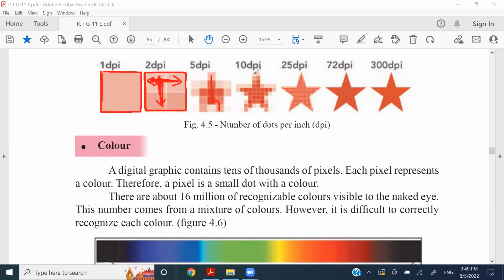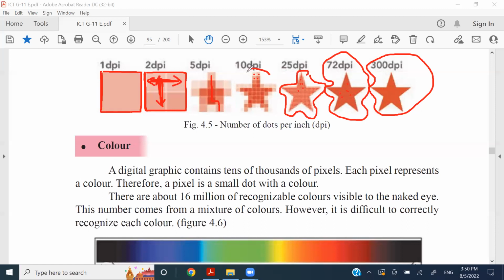And you can see that when the dots per inch are increased, the quality of the picture is increased, right? This is 300 dots per inch, so we can't even see how the dots are being arranged. Even in here, we can't see the specific dots. When it is 25 DPI, we can merely see the dots. When it is 10 DPI, the dots are rather visible, right? So the more dots you can find inside a square inch, the better the picture quality.